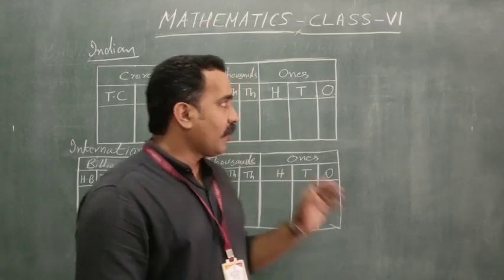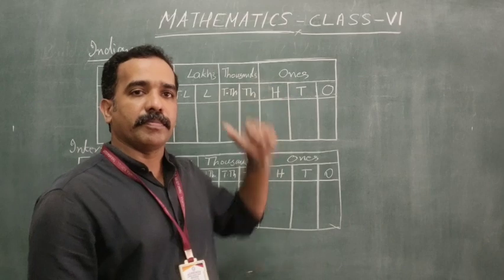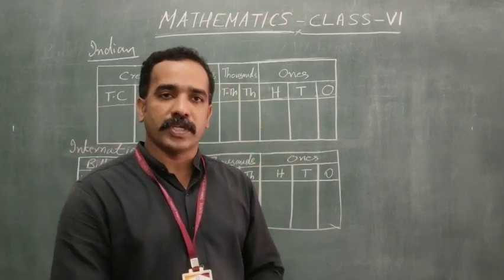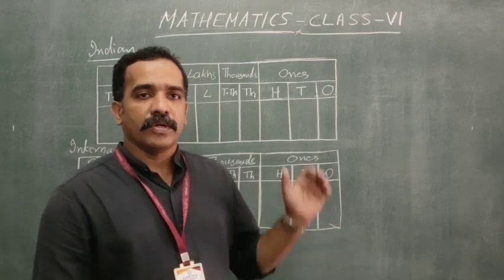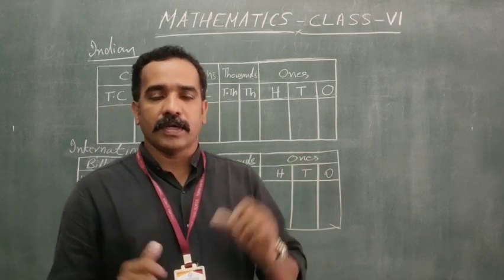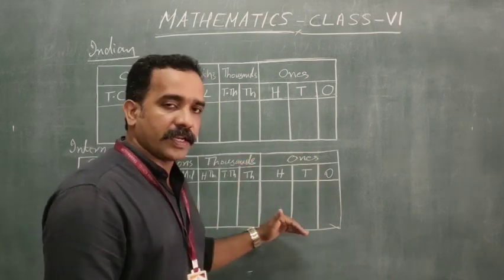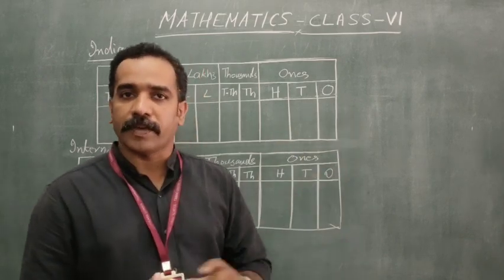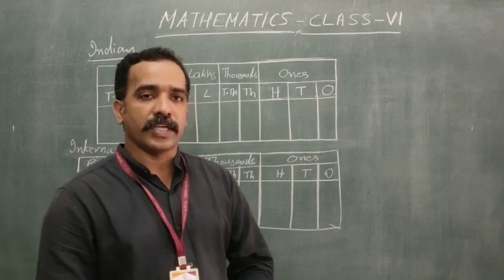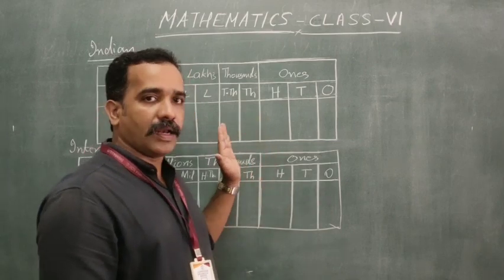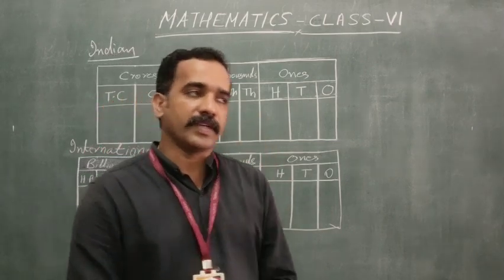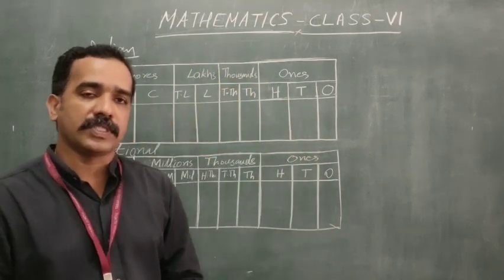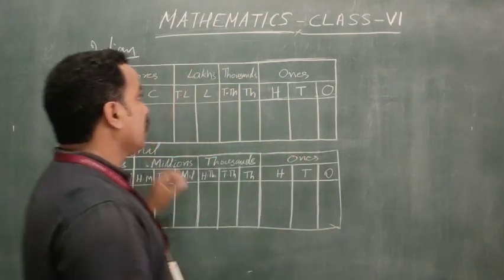Okay, now let us see a comparison between the Indian place value chart and the international place value chart. I already told you that in both charts the first few digits and names are the same, but later there are some differences. Let us see what the difference is.